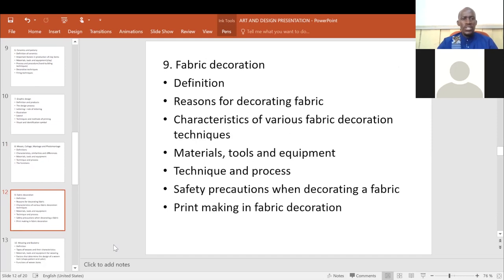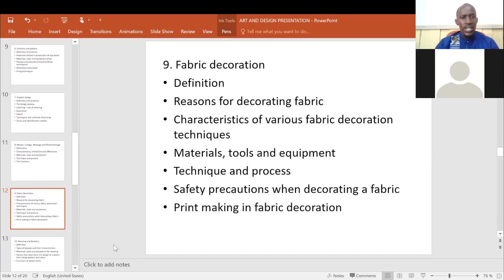Then we can talk about the next topic as fabric decoration. What are some of the topical, subtopical details that the learners need to pay attention to? One, they must be able to understand the definition of fabric decoration, or rather what it means to decorate a fabric.